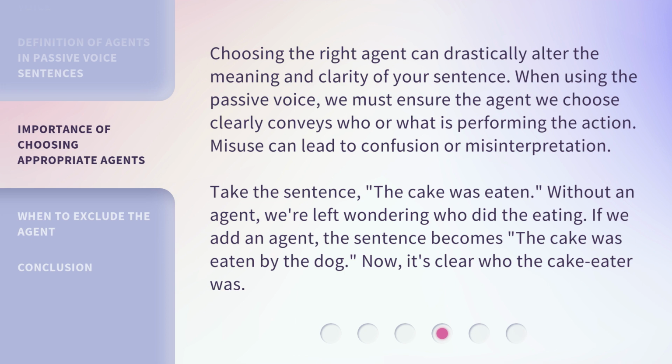Take the sentence, "The cake was eaten." Without an agent, we're left wondering who did the eating. If we add an agent, the sentence becomes, "The cake was eaten by the dog." Now, it's clear who the cake eater was.